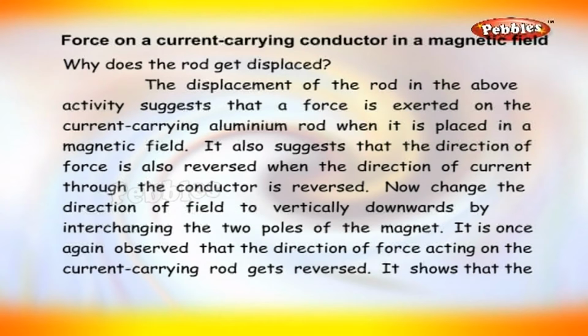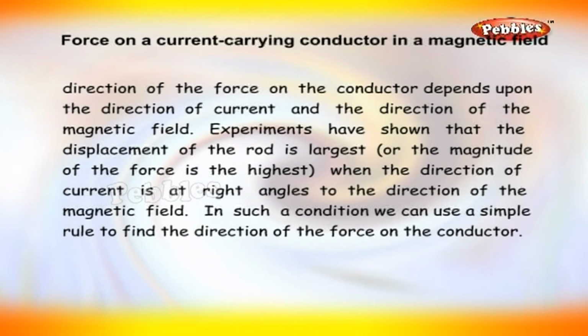The displacement of the rod in the above activity suggests that a force is exerted on the current-carrying aluminium rod when it is placed in a magnetic field. It also suggests that the direction of force is also reversed when the direction of current through the conductor is reversed. Now change the direction of field to vertically downwards by interchanging the two poles of the magnet. It is once again observed that the direction of force acting on the current-carrying rod gets reversed. It shows that the direction of the force on the conductor depends upon the direction of the current and the direction of the magnetic field.